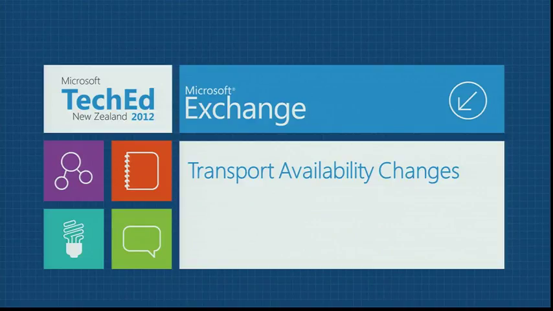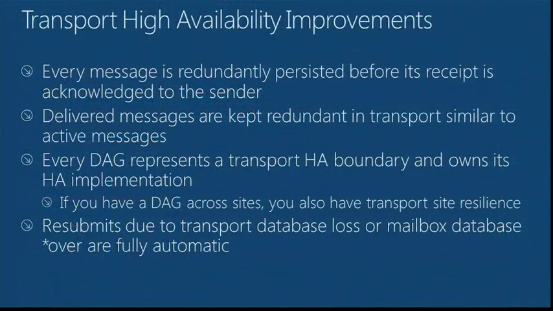Okay. Some of the transport availability changes. So here we're talking about HA for transport. We've made some pretty significant changes here as well. One of which is, how many of you have heard of shadow redundancy? Okay, so shadow redundancy is still there, but it's been enhanced. And in fact, you now have your choice.